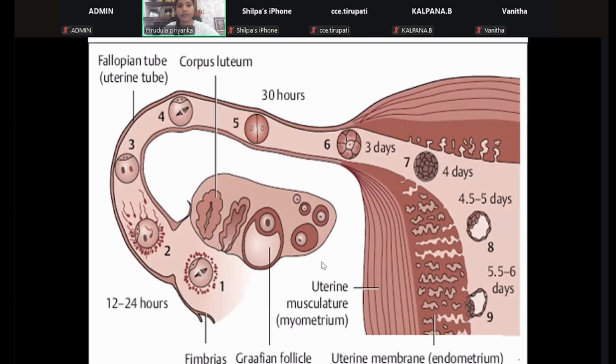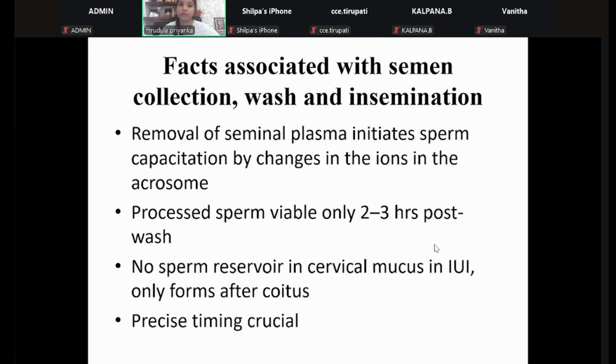So here, this is where the ovulation is happening. The tube has to pick up the oocyte. The sperm has to reach the oocyte, fertilize it, and then the embryo development has to take place. All this transportation should be properly done by the fallopian tube microcilia, and the embryo has to reach the endometrium. The endometrium should be ready to accept the embryo for implantation. So, timing of IUI is very crucial.